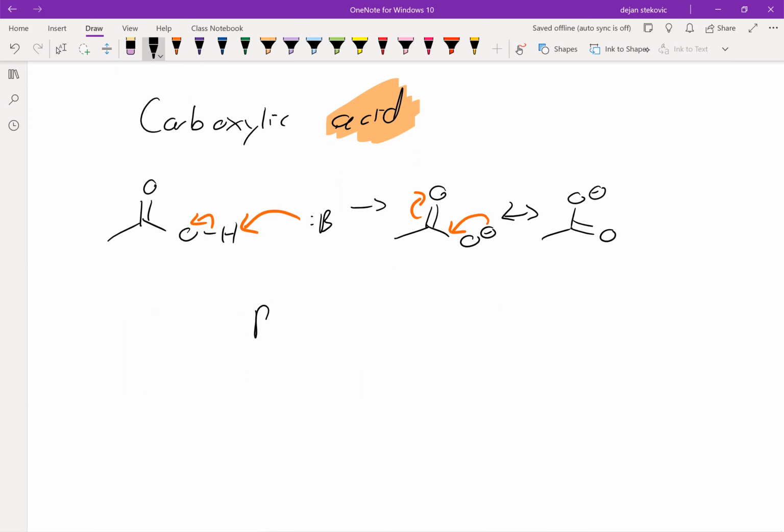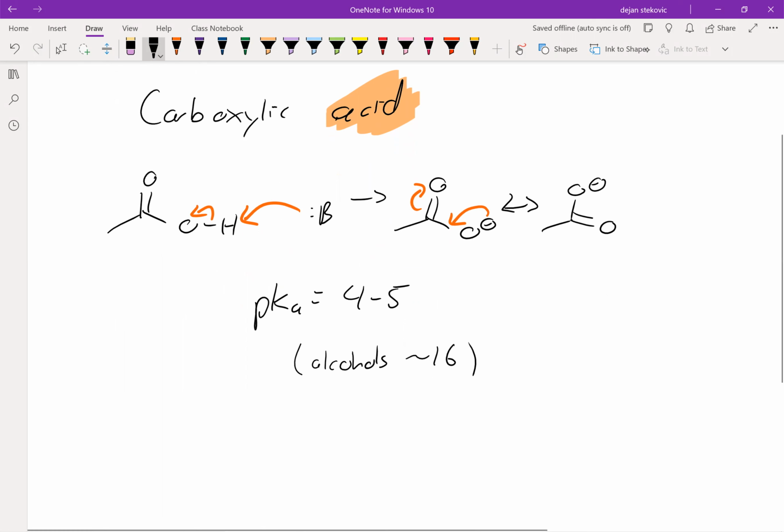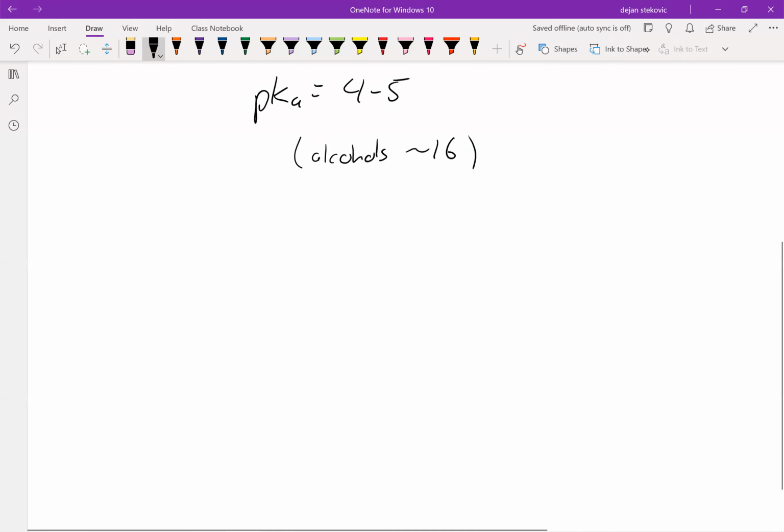In general, they have pKa's from about 4 to 5, depending on the exact carboxylic acid that you're talking about. And just for reference, alcohols have around 16. It really depends on the type of alcohol you have, but overall, you can see they are indeed a lot more acidic. Remember that a lower pKa is a more acidic compound.